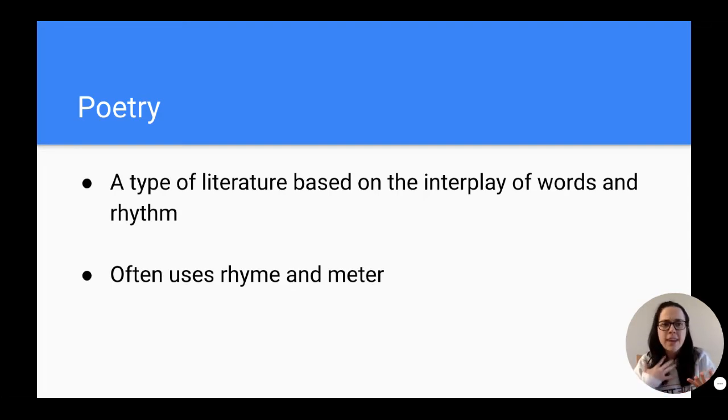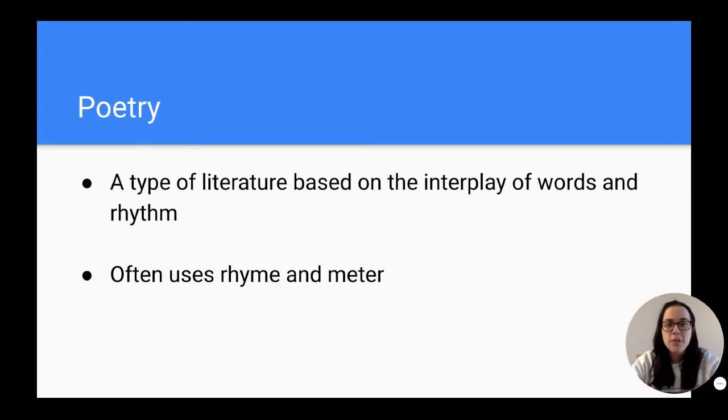So I like to say that songs actually are a form of poetry because a lot of songs also work on the interplay of words and rhythm within their piece. The sole difference is one is sung and one is mostly spoken or read.